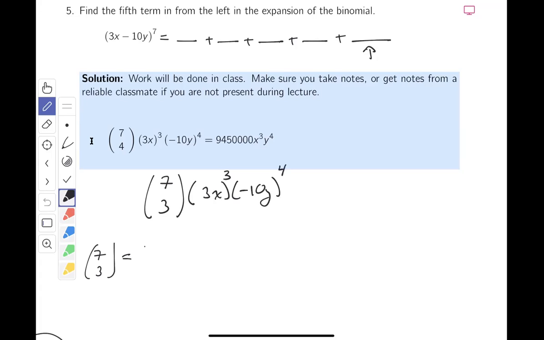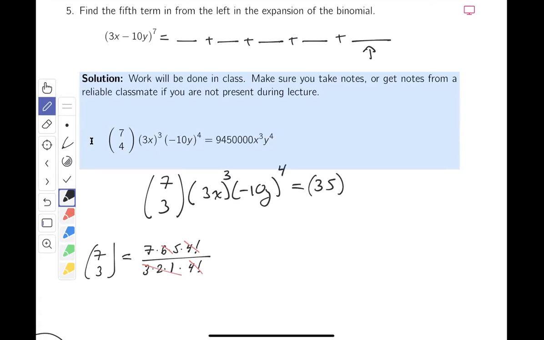What's that going to be? 7 times 6 times 5 times 4 factorial. You may wonder why I stopped at 4. We'll do it in a second. That's going to be 3 factorial, which is 3 times 2 times 1. And then 7 minus 3 is going to be 4, so 4 factorial. That's why I stopped there. This cancels off. 3 times 2 is 6. That cancels off. Left with 35. That is not a bad number. Let's go to the next guy.